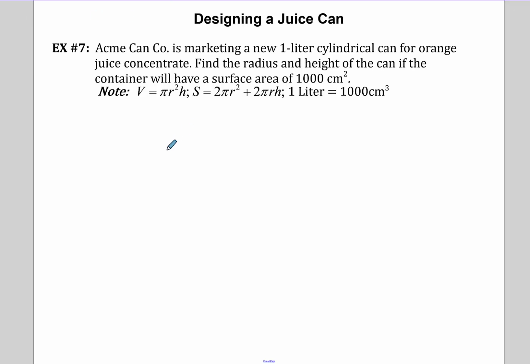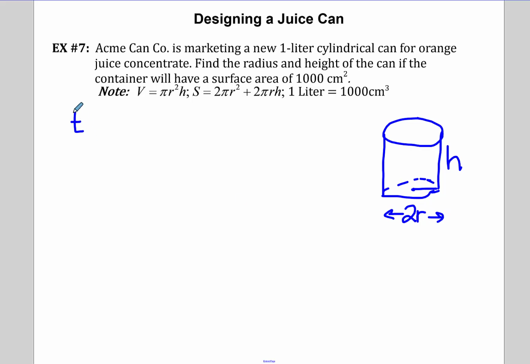Acme Can Company is marketing a new 1-liter cylindrical can for an orange juice concentrate. That looks something like this. And we want to find the radius and the height of the can if the container is going to have a surface area of 1,000 centimeters squared. So we've got the height and circumference, or the dimensions across here. There's a radius here, so the distance across would be 2 times the radius.